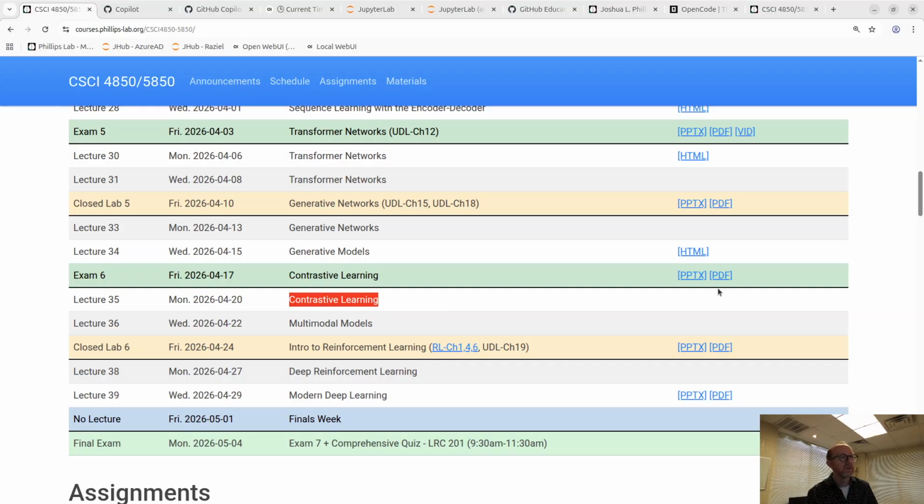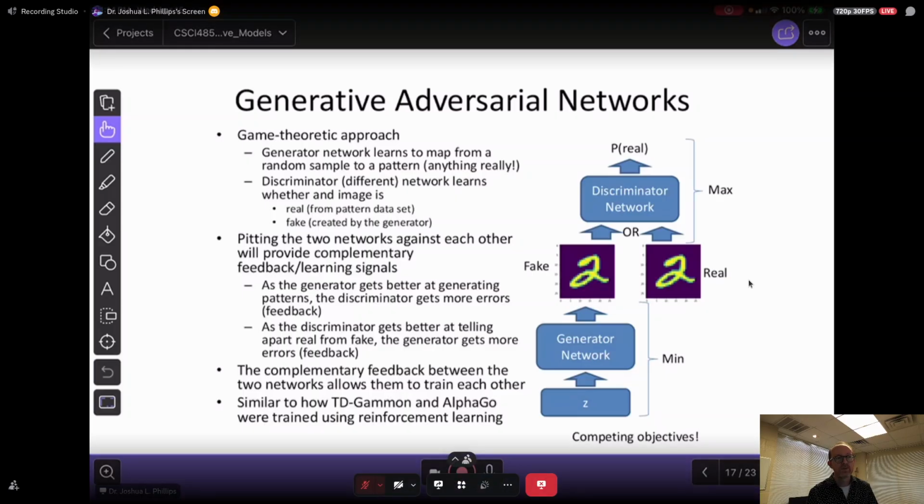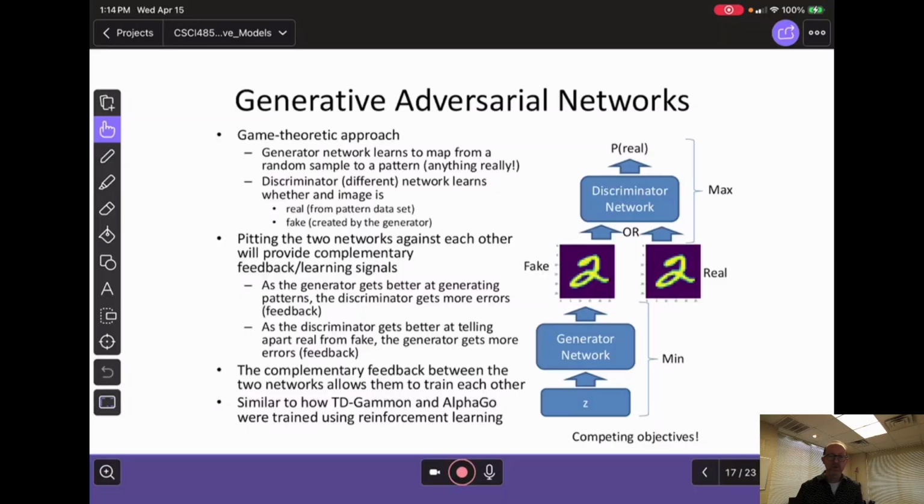And I will post the video link here right on the slot for 417 just once I'm done finishing up with this recording. So I'm going to flip back over to my slides now and start working on moving forward here on generative adversarial networks.